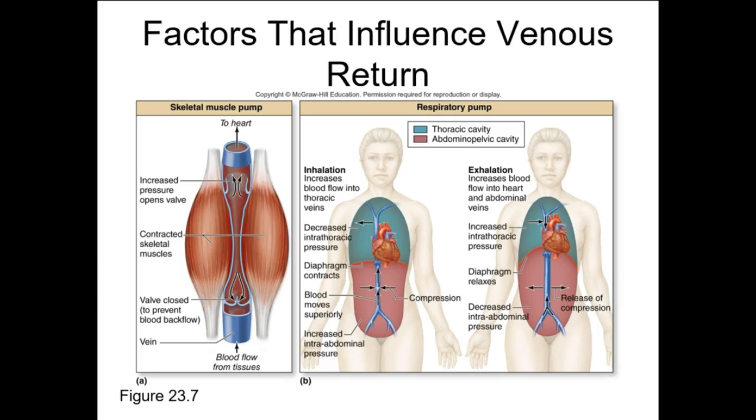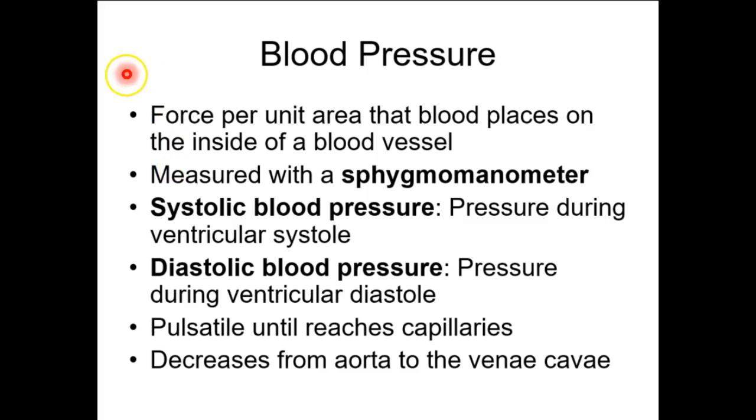All right, that was the skeletal pump and the respiratory pump, which were the cause for our venous return to the heart after we've completely lost our blood pressure. We monitor blood pressure with our, say it with me, sphygmomanometer. I have to say it slow, otherwise I can't do it.